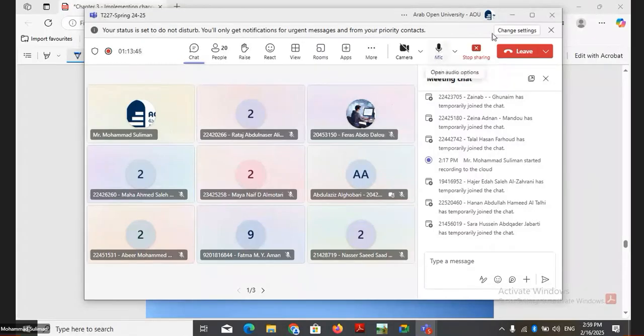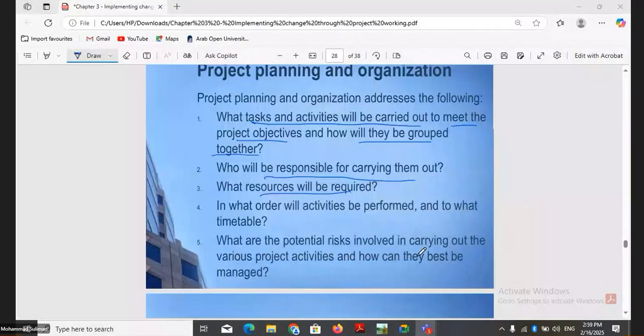Who is responsible for carrying out these tasks and activities? What resources are required, like offices, physical resources, non-physical resources, human and non-human resources and everything? And in what order will these activities be carried out, to what timetable? For example, we have 10 activities. In which order will they go?